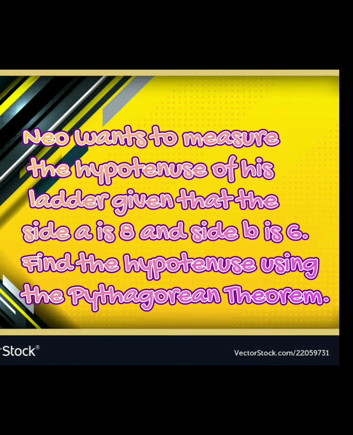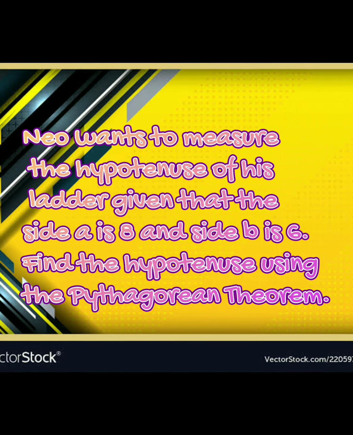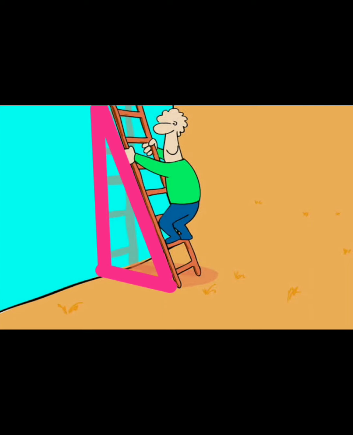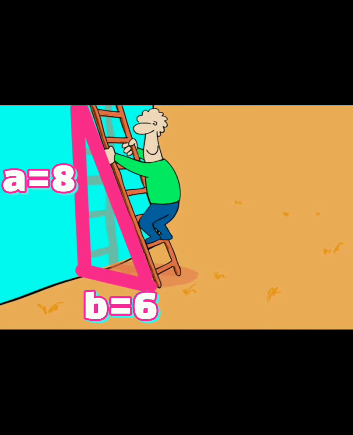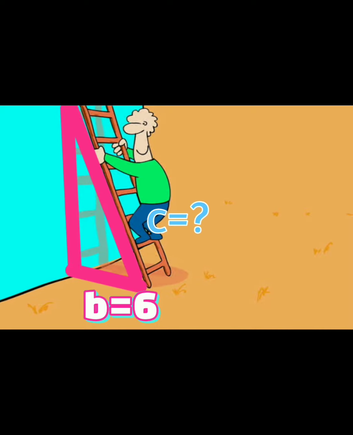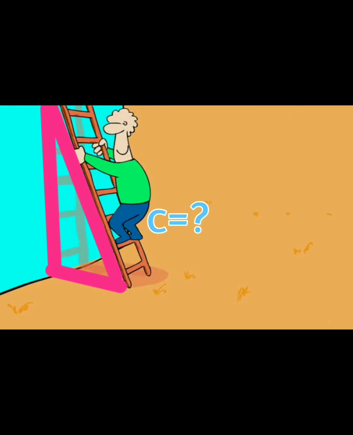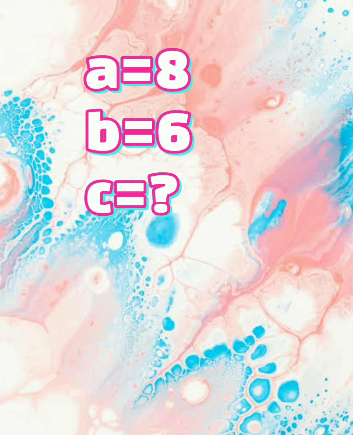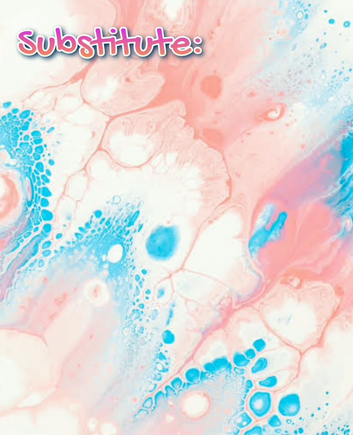Neo wants to measure the hypotenuse of his ladder given that side A is 8 and side B is 6. Find the hypotenuse using the Pythagorean theorem. We have here the formula in getting the hypotenuse, which is a squared plus b squared is equal to c squared, wherein our a is equal to 8 and our b is equal to 6, and our c is still unknown.